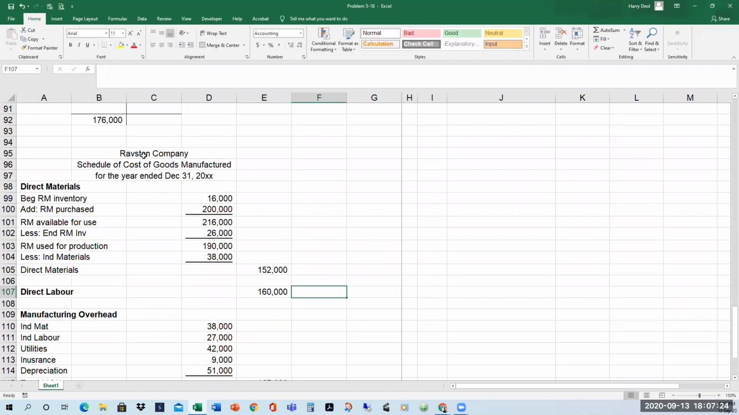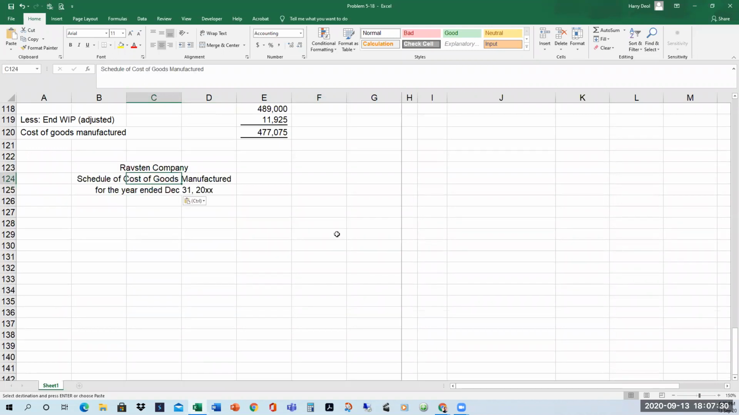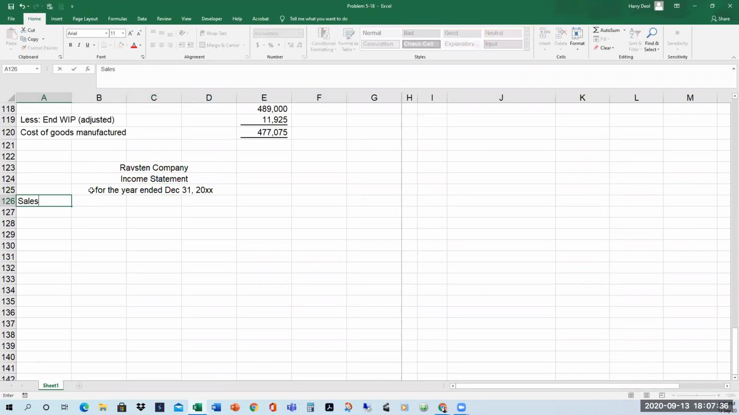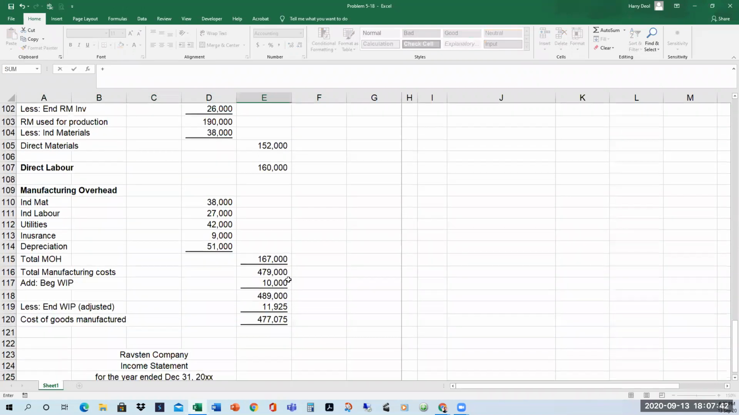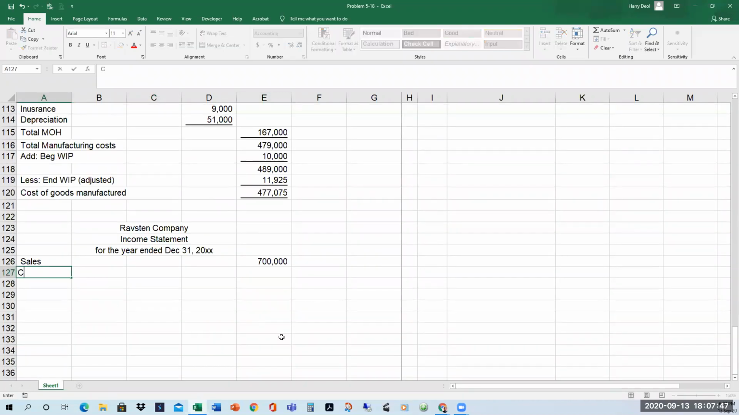Okay, once you've made this, then you can go ahead and prepare the income statement. You'll start with sales. Sales were 700,000. Then we want to calculate cost of goods sold. For cost of goods sold, we want to start with beginning finished goods inventory. Add cost of goods manufactured, which will give us cost of goods available for sale.